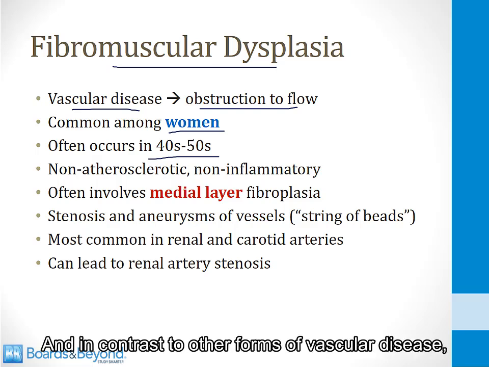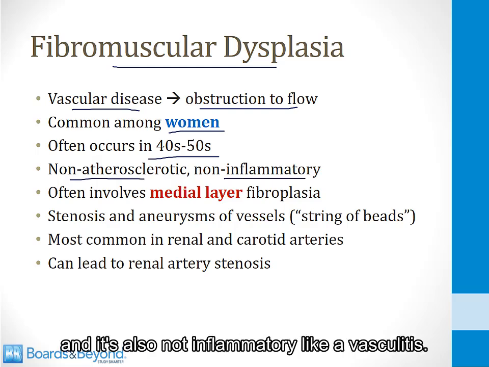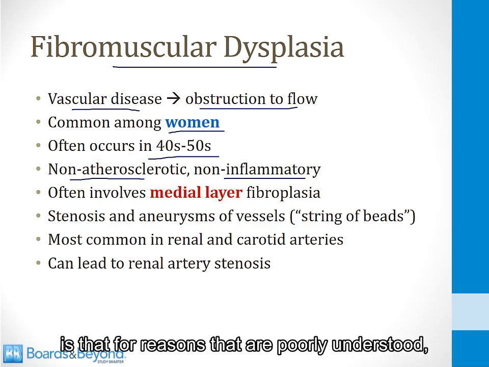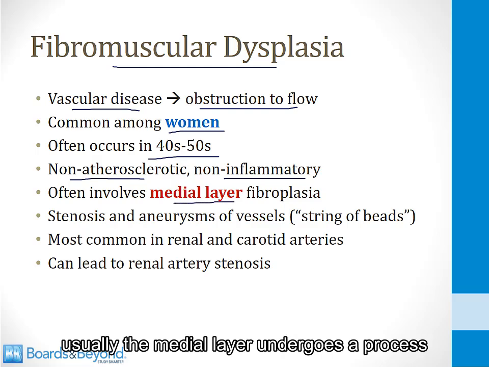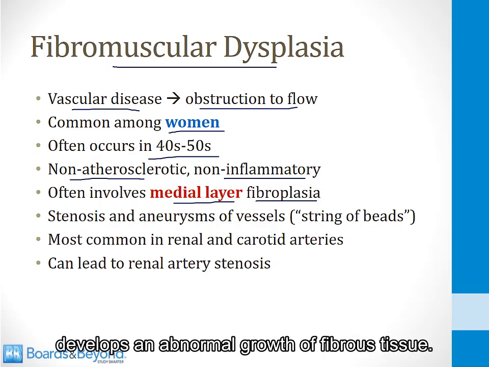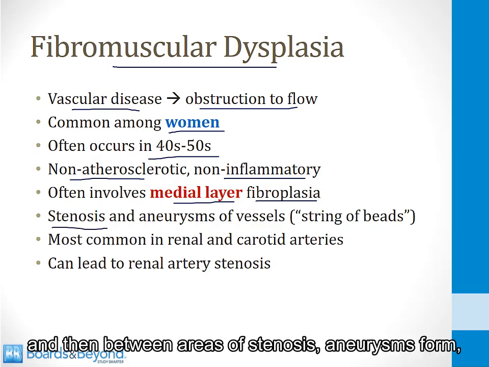And in contrast to other forms of vascular disease, this does not involve atherosclerosis, and it's also not inflammatory like a vasculitis. What happens in this disorder is that for reasons that are poorly understood, usually the medial layer undergoes a process called fibroplasia, which basically means the medial layer develops an abnormal growth of fibrous tissue. This leads to narrowing of arteries and causes stenosis. And then between areas of stenosis, aneurysms form.